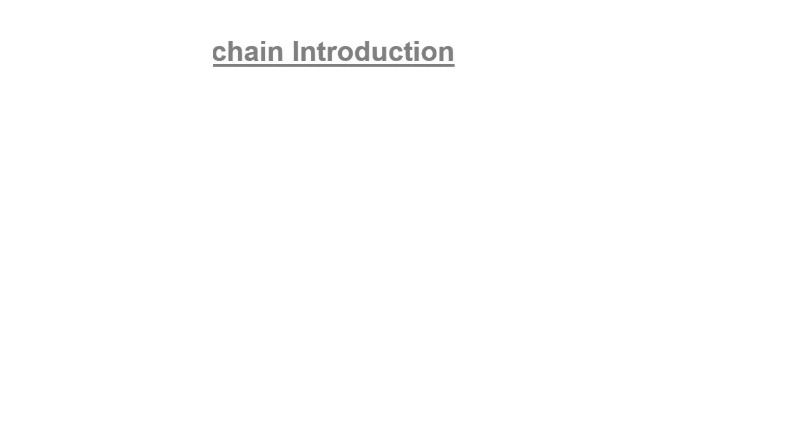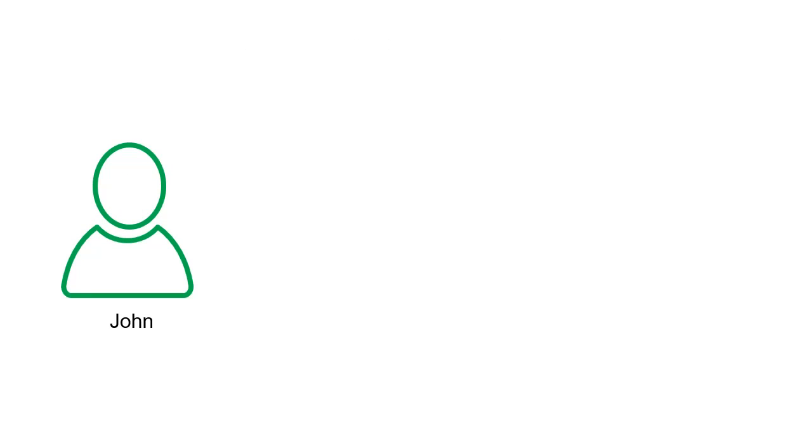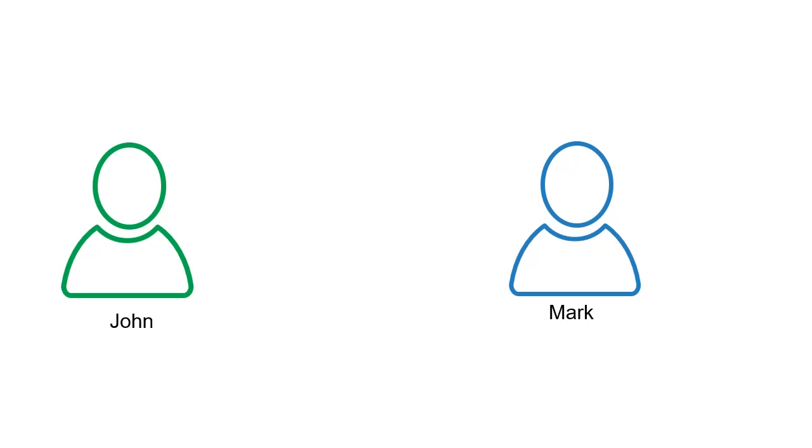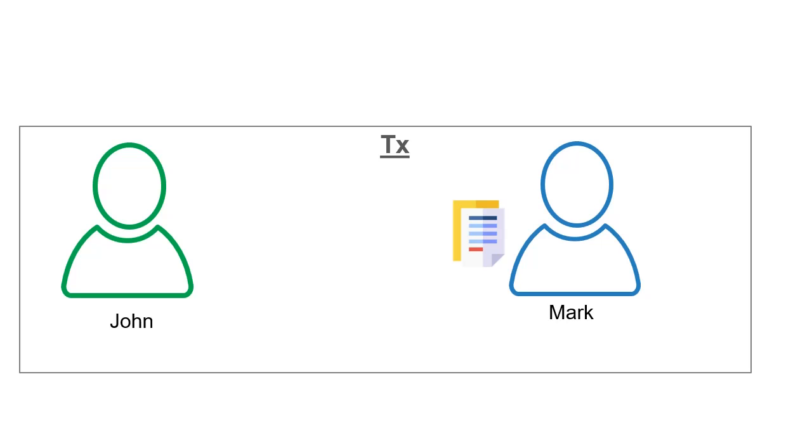Now let's try to understand the blockchain concept at a very high level with an example. In this example, we have a person named John, who is interacting with a second person named Mark. John is sending some kind of information to Mark. At a very high level, this interaction is known as a transaction.